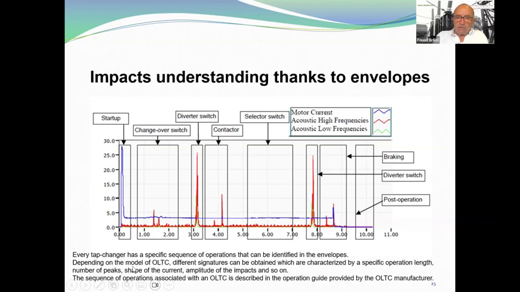Depending on the model of OLTC, different signatures can be obtained, which are characterized by the specific operation length, number of peaks, shape of the current, amplitude of the impact, and so on. The sequence of operations associated with an OLTC is described in the operation guide provided by the OLTC manufacturer. Usually, even if this information can be 300 pages, what we are looking for are the timing events, the timing transition, and also the principle of how the tap changer is operating.